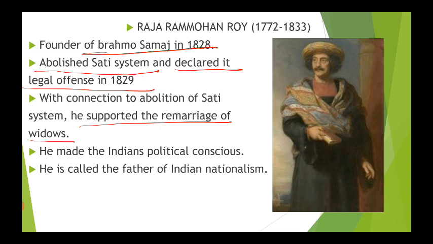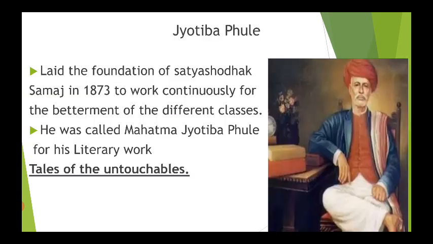So he was called Mahatma Jyotiba Phule for his literary work called Tales of Untouchables. And he did a great work for the upliftment of the depressed classes, means backward classes. And for the same reason, actually, he founded Satyashodhak Samaj. And not only that, he opened many schools for the upliftment of the downtrodden people, the poor people.